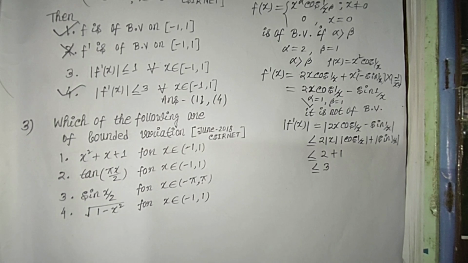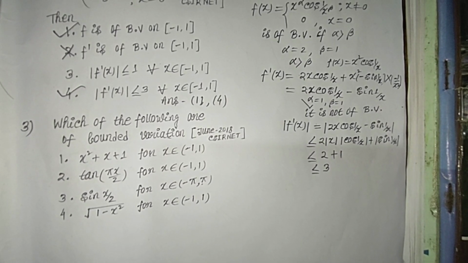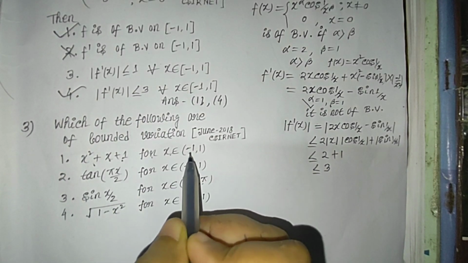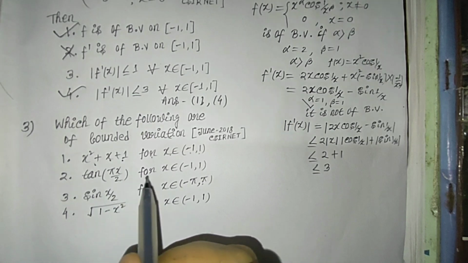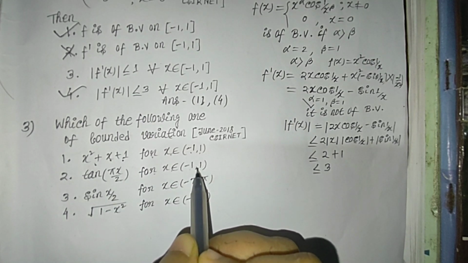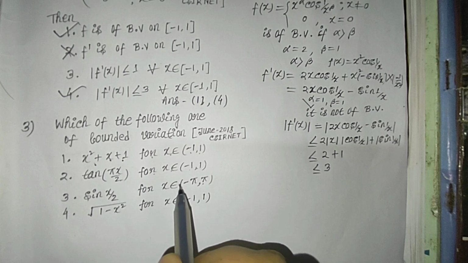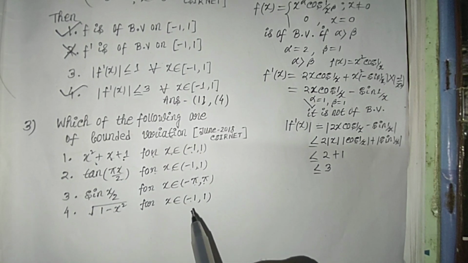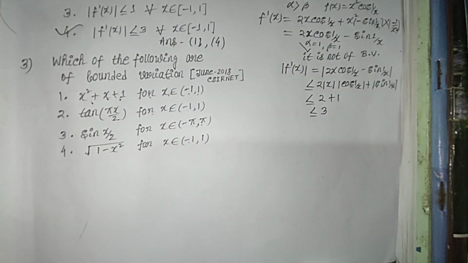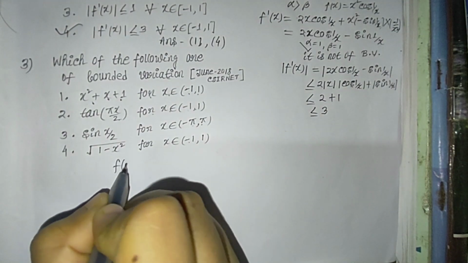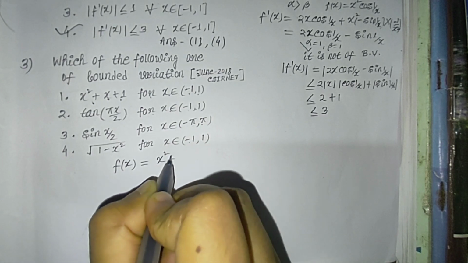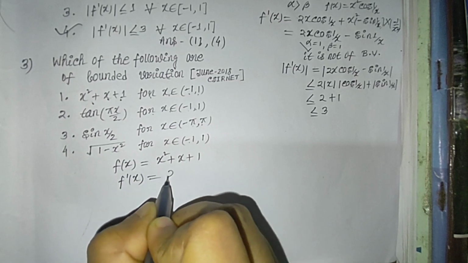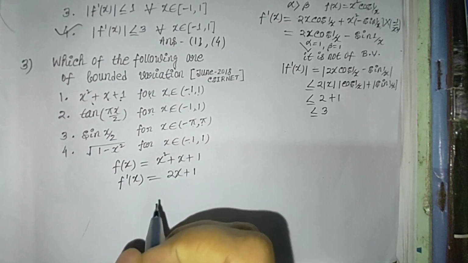Then question 3 says, which of the following are of bounded variation? x square plus x plus 1 for x belongs to minus 1 to 1, tan pi x by 2 for x belongs to minus 1 to 1, sin x by 2 for x belongs to minus pi to pi, and root over 1 minus x square for x belongs to minus 1 to 1. Take first option 1. f(x) equal to x square plus x plus 1. In this case f dash x equal to 2x plus 1.